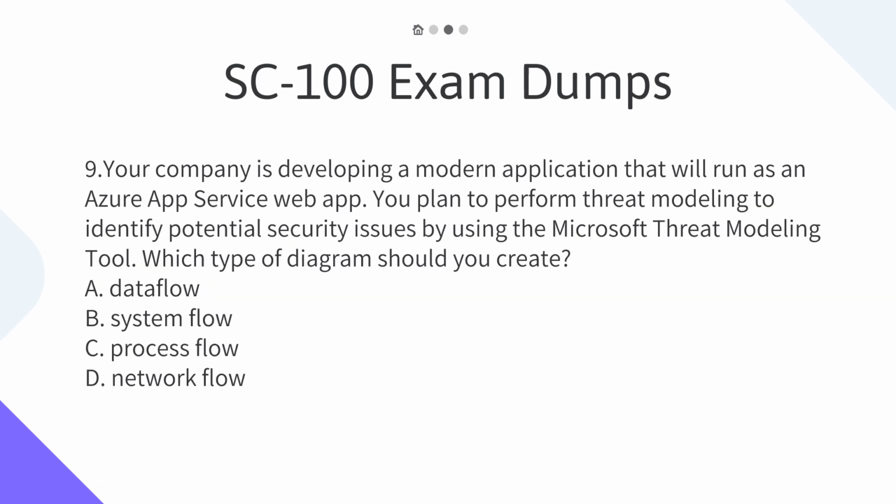9. Your company is developing a modern application that will run as an Azure App Service web app. You plan to perform threat modeling to identify potential security issues by using the Microsoft Threat Modeling Tool. Which type of diagram should you create? A. Data flow. B. System flow. C. Process flow. D. Network flow.